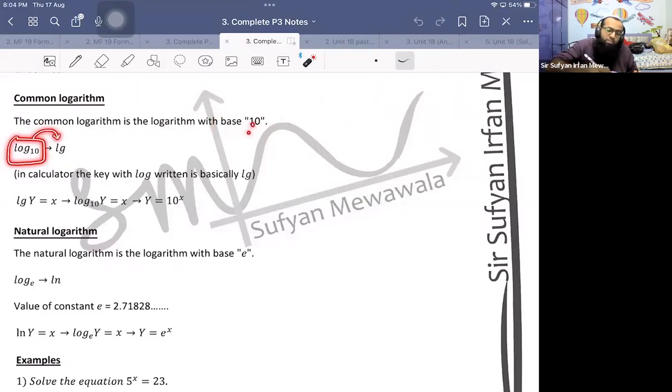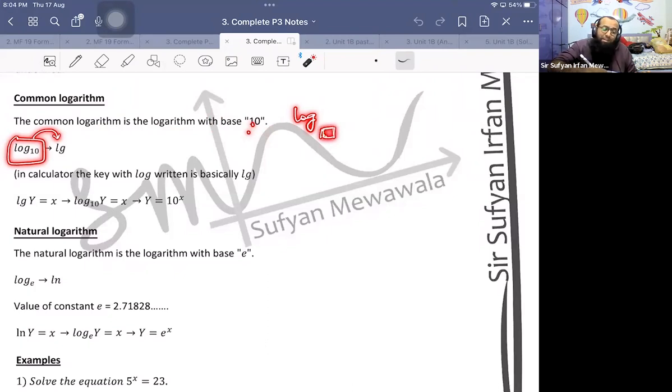Now, those who have studied log for the first time in life, they have been told that whenever we are taking log, we always have to write the base. We always have to write the base. Whenever we take a log, we have to write the base.